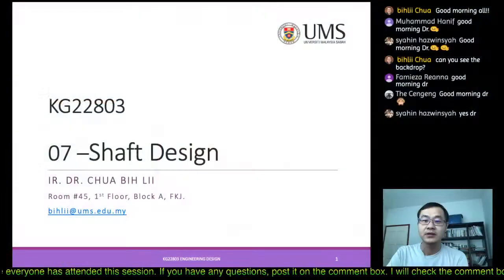All right. Okay. So today we will go into a new chapter. Continuing from the previous weeks, in the last 2 weeks we talked about the type of components that you may use, right? So today we will go into the more specific. Today we will look into the shaft, right?